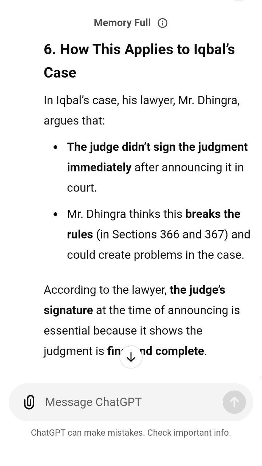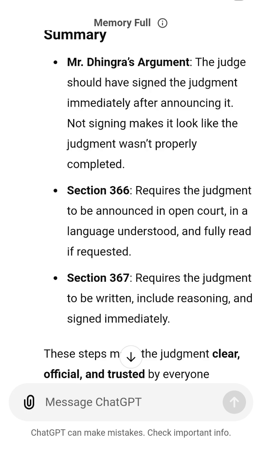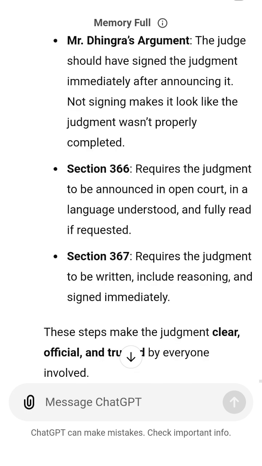Summary, Mr. Dhingra's argument. The judge should have signed the judgment immediately after announcing it. Not signing makes it look like the judgment wasn't properly completed. Section 366 requires the judgment to be announced in open court in a language understood and fully read if requested. Section 367 requires the judgment to be written, include reasoning, and signed immediately. These steps make the judgment clear, official, and trusted by everyone involved.